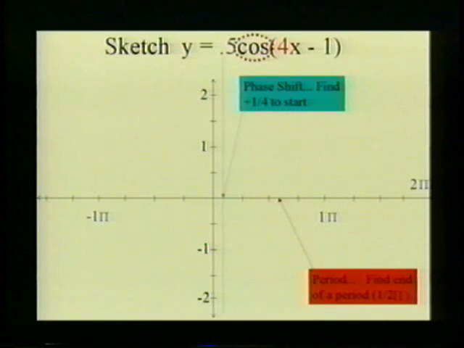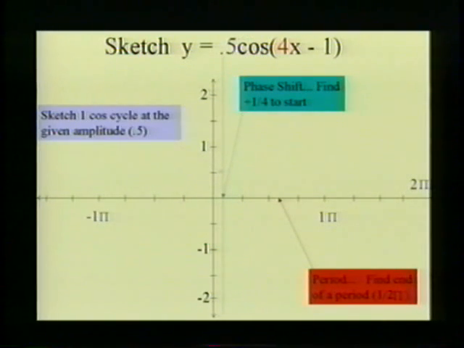This is the cosine. You've got to remember it's the cosine. So we're going to sketch a cosine of amplitude 0.5. It's not going to be very high. It's not going to start at the 0 point. It's going to be a C. So it's going to start right here at its highest point. Remember, that's how the cosine is different. So we'll start there, and let's do our C.